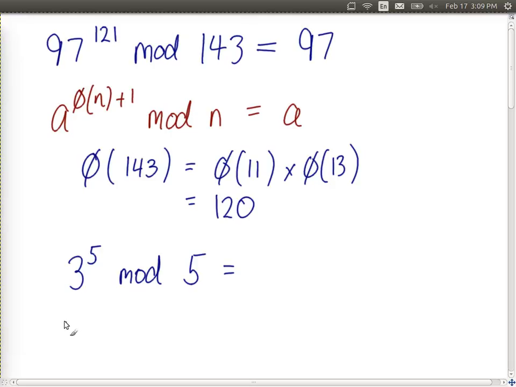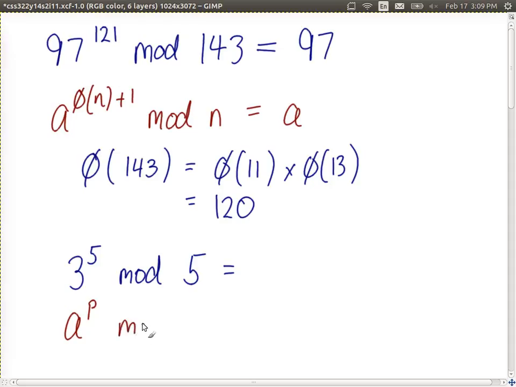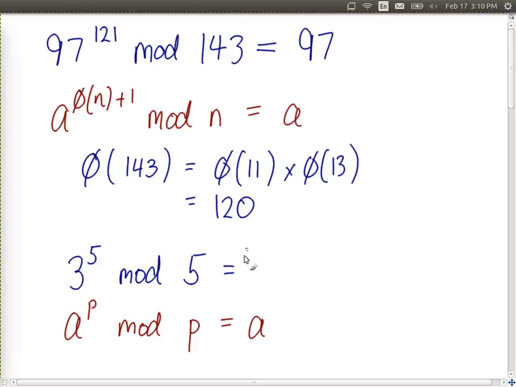And I'll repeat the theorem here that said that a to the power of p, where p is a prime number, it must be prime, mod p equals a. And it turns out that our question in this case holds that form. I've selected it such that we have an integer a, or 3, raised to the power of some prime, 5, mod by that same prime, then Fermat's theorem tells us that the answer will be the integer a.